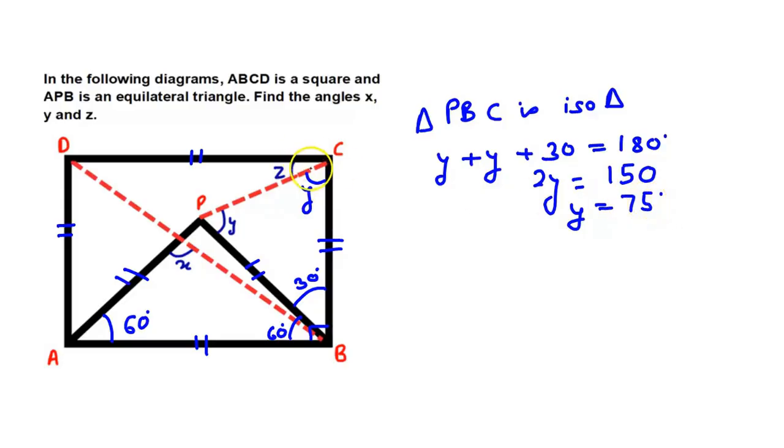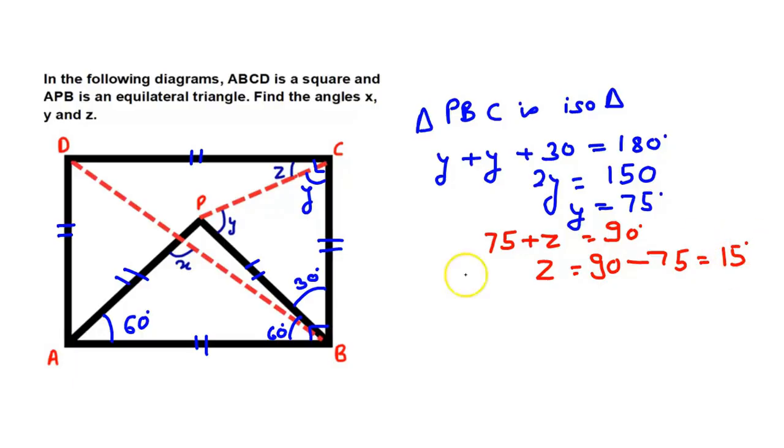We can easily find the z also because this whole angle is 90 degrees. So y, 75 degrees, plus z will be equal to 90 degrees. So the value of z will be 90 minus 75, which is equal to 15 degrees. Now x is left.